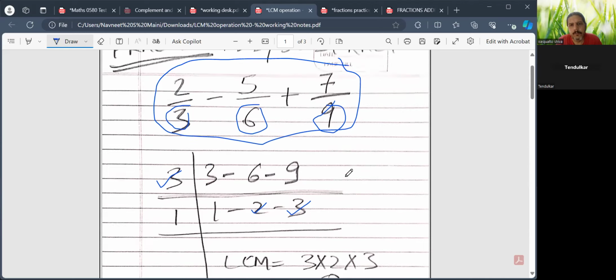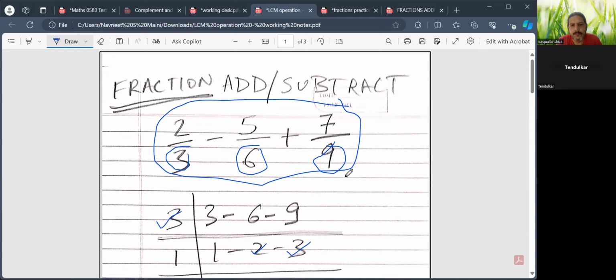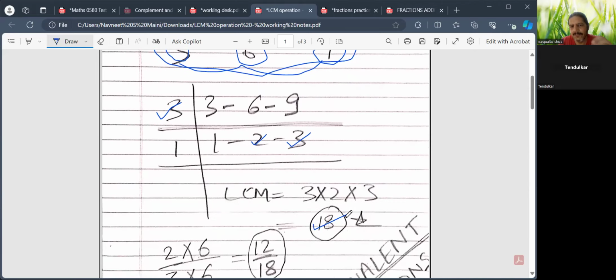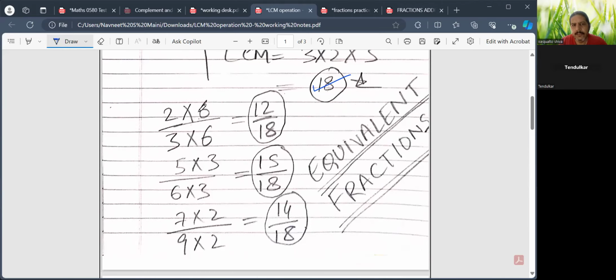Now, Arvind, whatever is the LCM of the denominators, I'll have to make equivalent fractions. How do I make equivalent fractions? The equivalent fraction should have the denominator same as the LCM. So for example, if I have 2 by 3 as the first term, I'll try to convert the denominator to 18. So I'll multiply the numerator and the denominator by 6. Any doubt here? No.